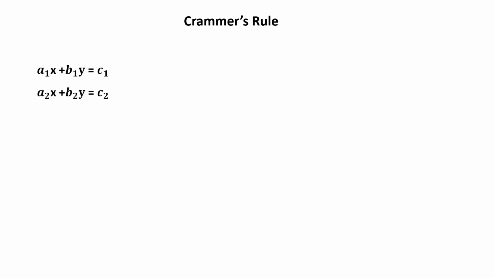The first equation is a1x plus b1y is equal to c1, and the other is a2x plus b2y is equal to c2. These are the general equations. We need to solve them, right? For example, if you look at these two equations, we can compare.